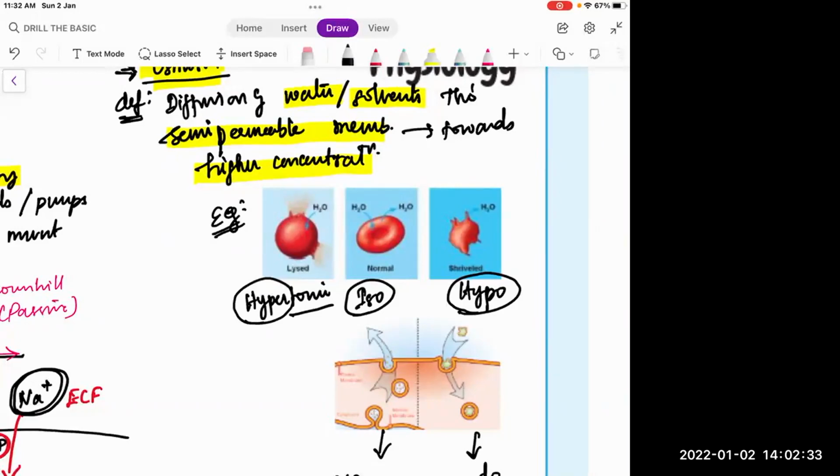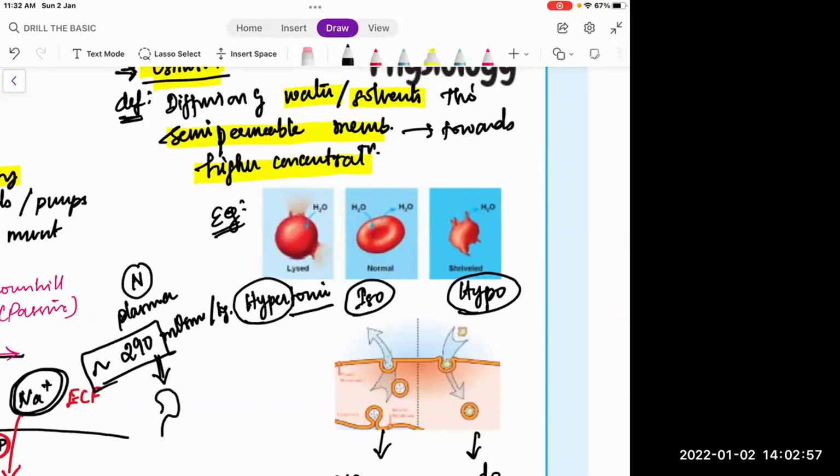Okay, so normally the plasma will maintain the osmolality, and the normal plasma osmolality is approximately 290 milliosmoles per kg. This 290 milliosmoles per kg value is very important when you deal with renal physiology in urine concentration and dilution. When you are encountering renal physiology, this plasma osmolality plays a major role in forming concentrated or diluted urine.